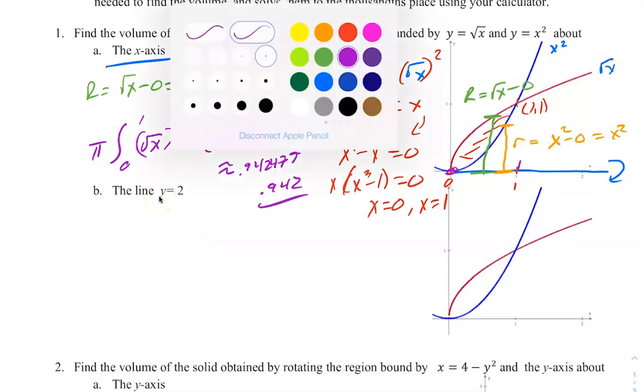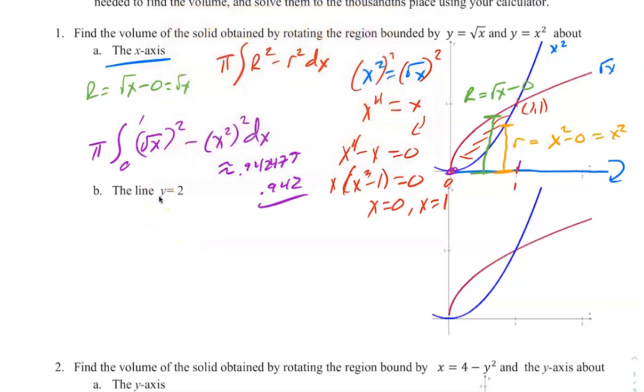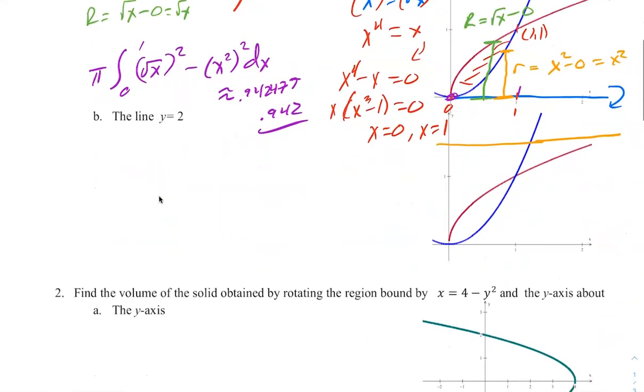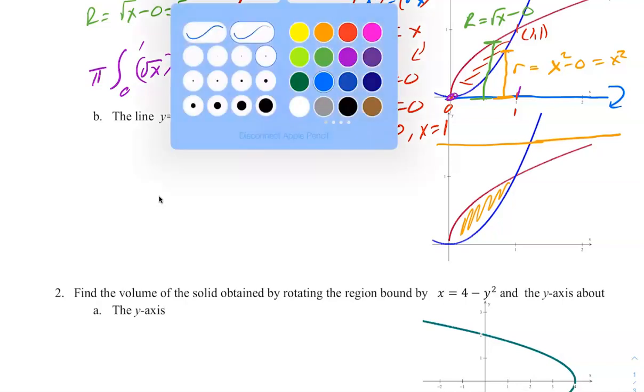So next one, same idea. We're rotating around y equals 2. So that's up here. Flipping across y equals 2. So we're also going vertical on this one. So it's kind of the same idea, right?